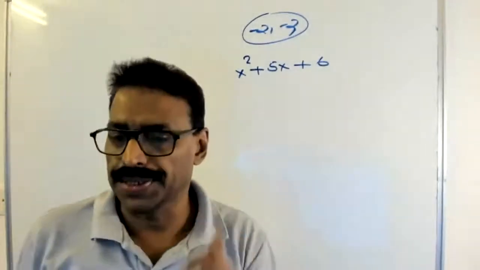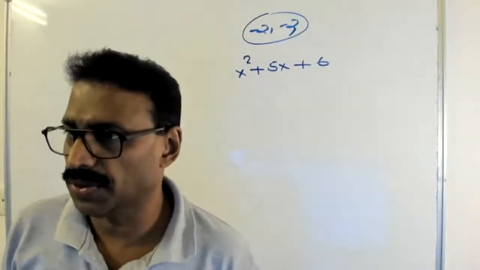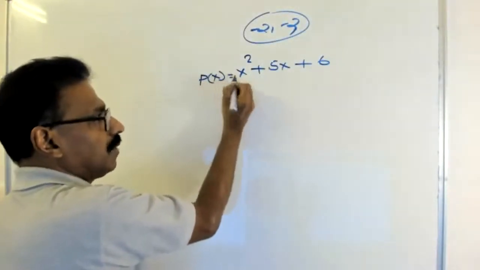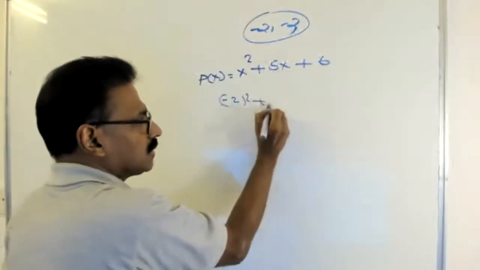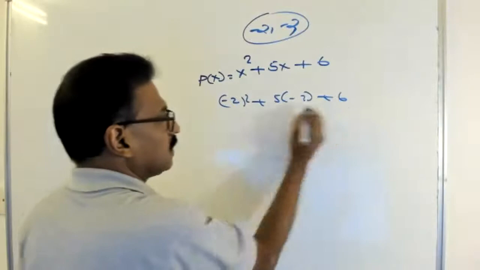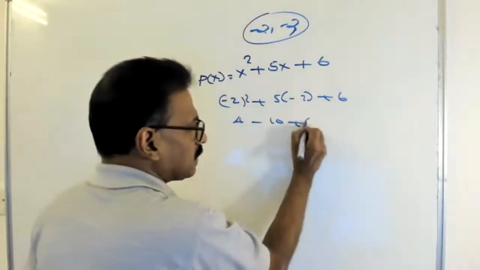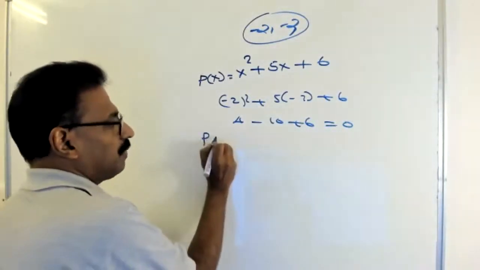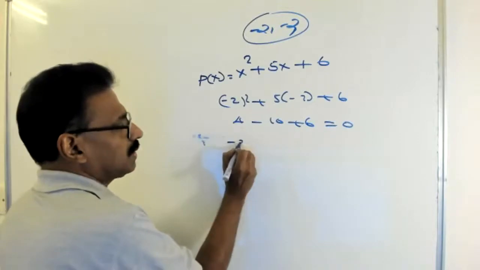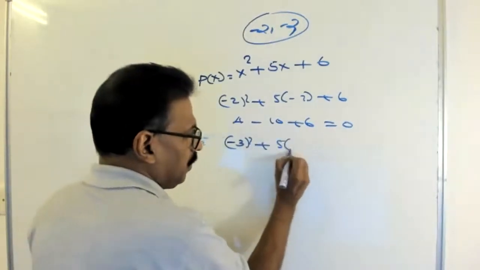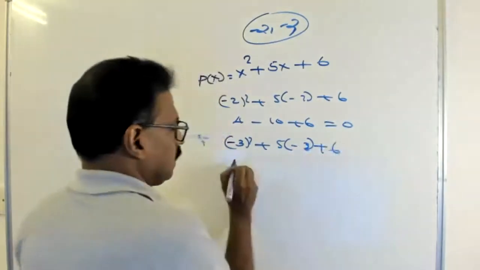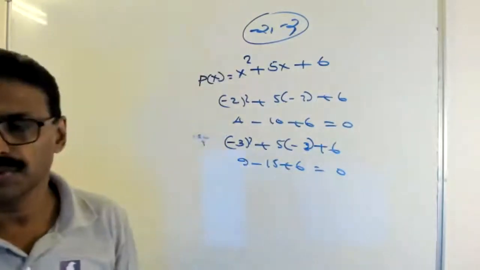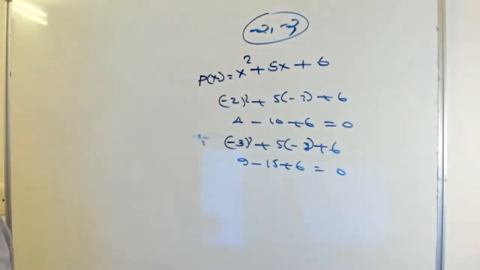Listen, minus 2, minus 3 are the zeros. Why are you telling this? Because when we apply minus 2 square plus 5 into minus 2 plus 6, we get 4 minus 10 plus 6 equal to 0. That's why we are telling minus 2 is a zero. P of minus 3: minus 3 square plus 5 into minus 3 plus 6, 9 minus 15 plus 6, also 0. That's why minus 2, minus 3 are the zeros of this polynomial.